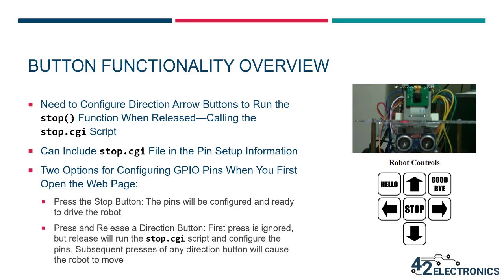The pins will be configured every time the stop button is pressed or any of the direction buttons are released. This means that there will be 2 ways to get the GPIO pins configured when you first open the web page. The first is to press the stop button and the pins will be configured and ready to drive the robot. The other option is to press and release a direction button. The first press will be ignored since the pins are not yet configured, but the release will run the stop.cgi script that will configure the pins. Subsequent presses of any direction buttons will result in movement of the robot.